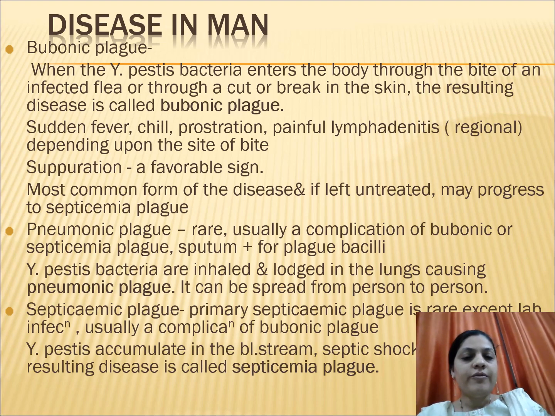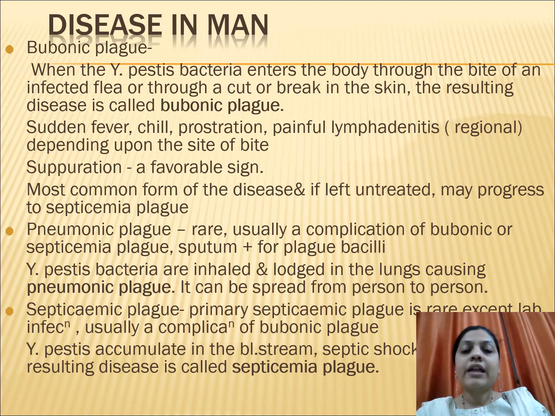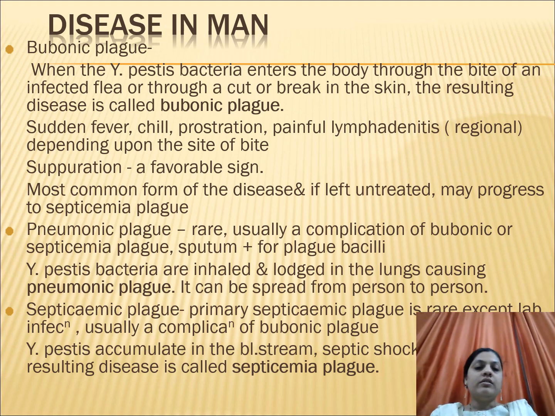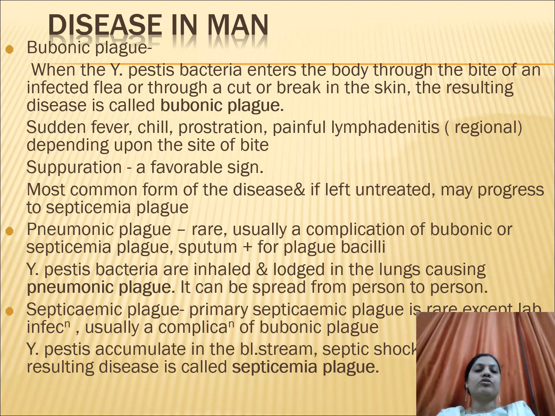The most common form of disease, if left untreated, can progress to septicemic plague. The most common form is bubonic plague, and if it is not treated on time, it can produce septicemia, because this bacillus is known to produce both exotoxins and endotoxins.